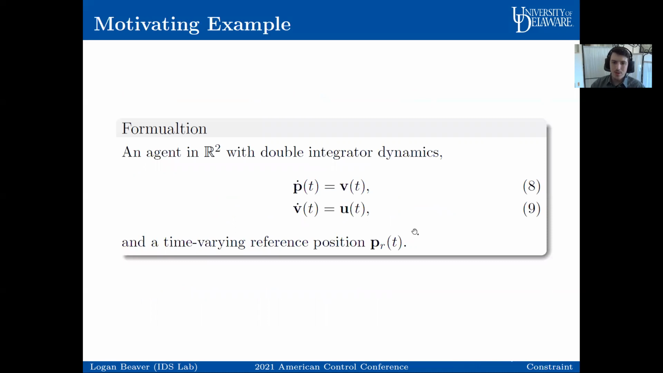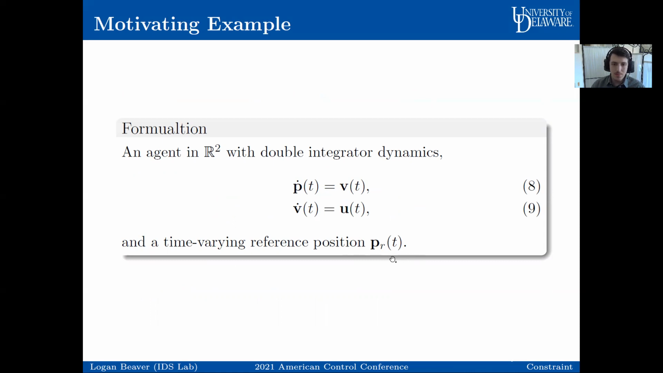So we have a quick motivating example also to show why we might want to apply this, or some of the ways it's useful. So here, consider an agent in R2. We've got double integrator dynamics, so we're controlling acceleration directly. And we're also going to have this time varying reference position, P sub R.